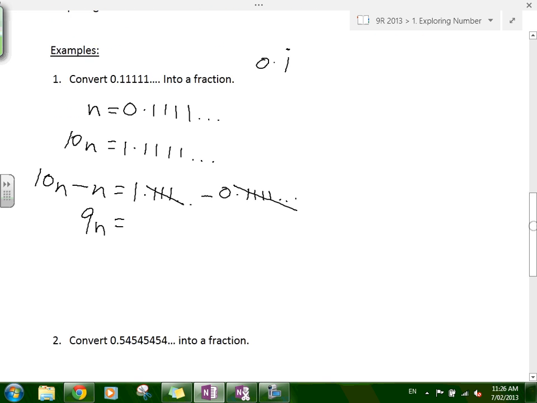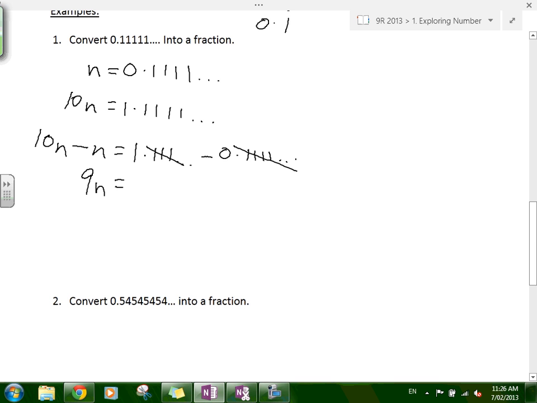And in this case, what's 9n equal to? What are we left with? We're just left with 1. You see why we're left with 1? Think of it like this. 1.1111 minus 0.1111, what are we left with? That cancels, that cancels, that cancels, that cancels. We're just left with 1. So 9n equals 1.